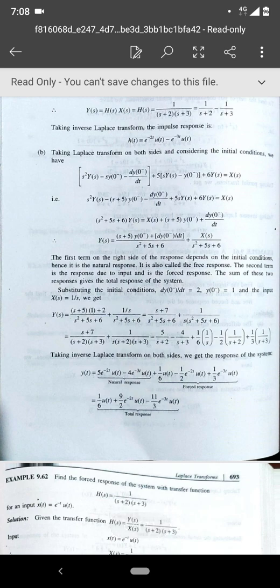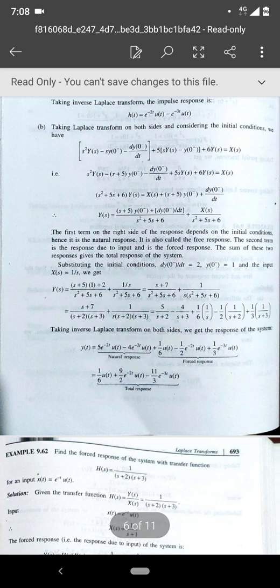the first two terms are due to the natural response, and the last three terms are due to the forced response. So the total response you can combine and see what it gets. That is another important problem, given just for mentioning what is natural response and what is forced response.